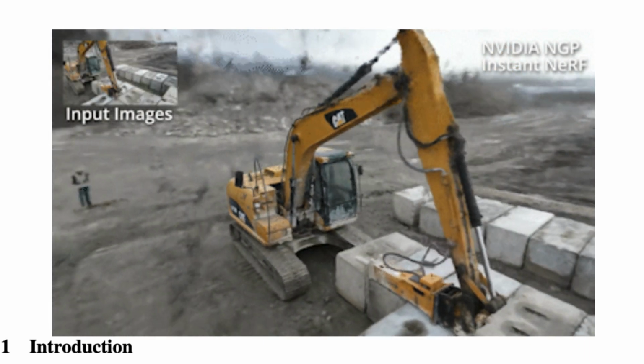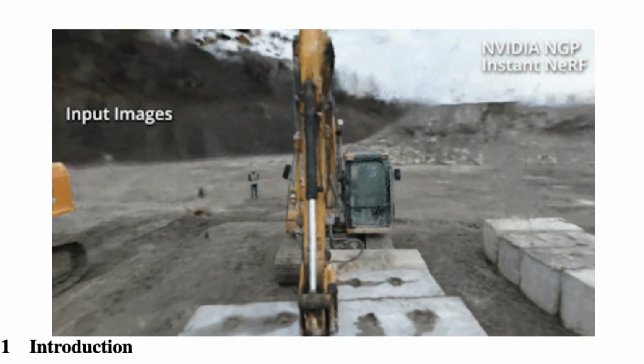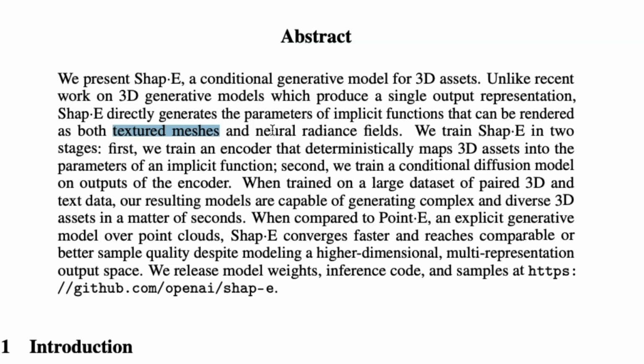So what SHAP-E can do is generate both textured meshes, which you can import into tools like Blender and other tools to create 3D objects, and also NeRF, neural radiance fields. And this is quite interesting.